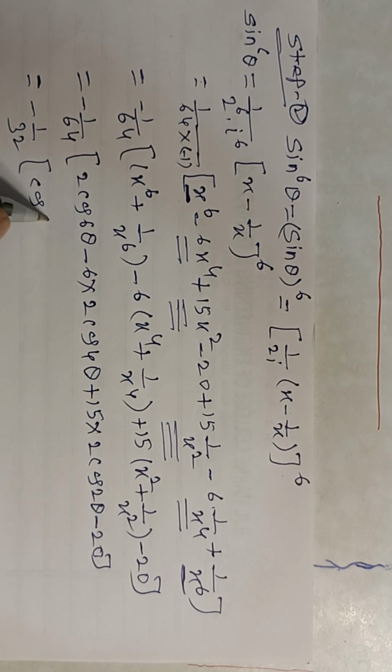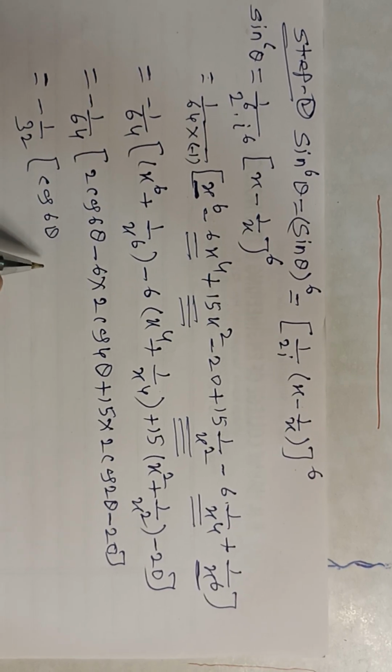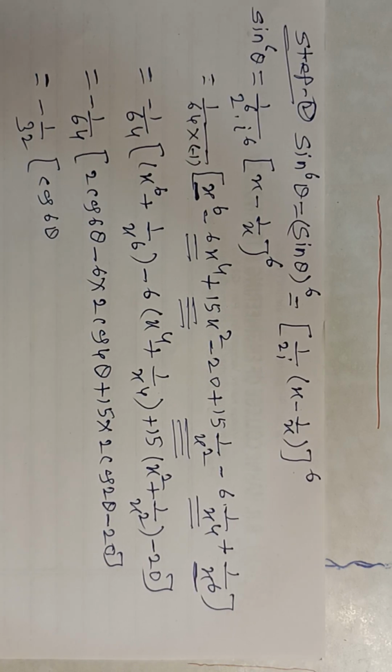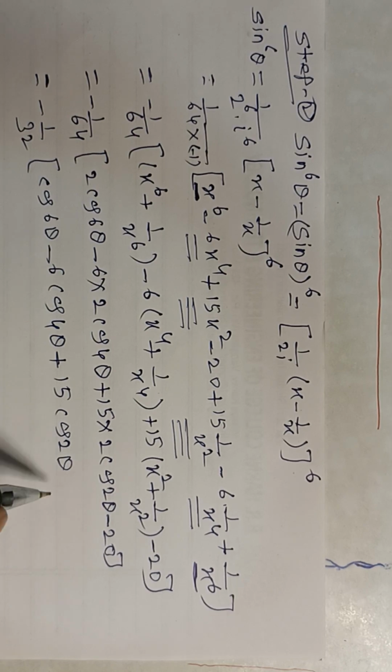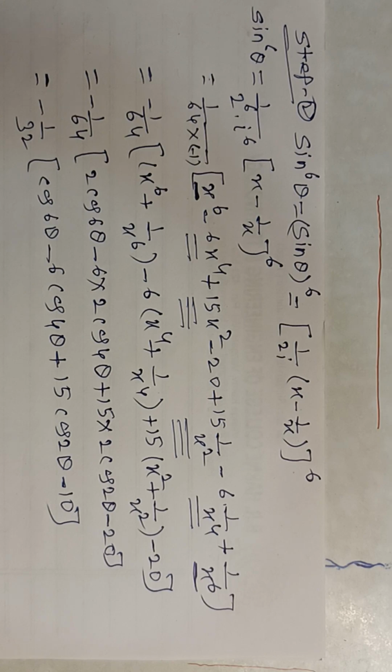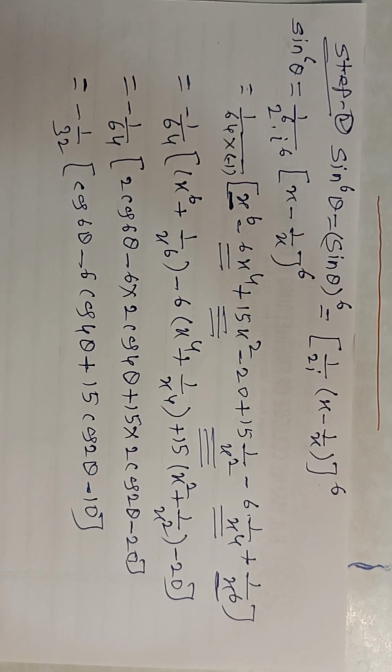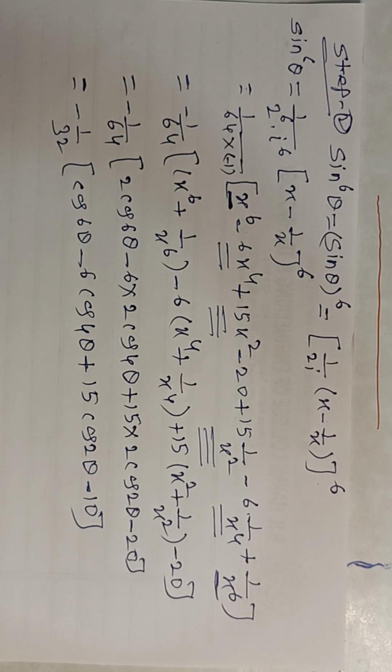cos 6 theta minus 6 cos 4 theta plus 15 cos 2 theta minus 10. Step number 2 is over. Now what we have to do? Now let us move towards our problem.